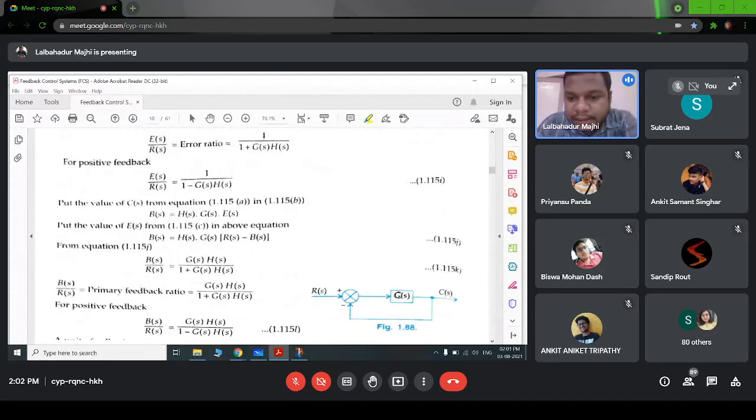So in this case, see here, there is no H of S, only G of S is given. The output is C of S and input is R of S.